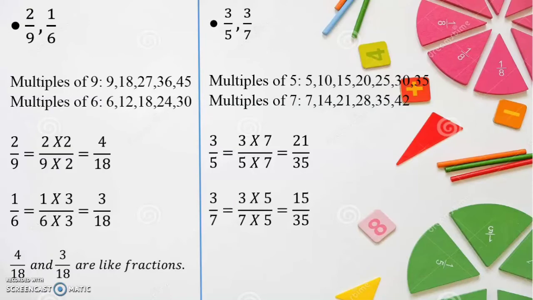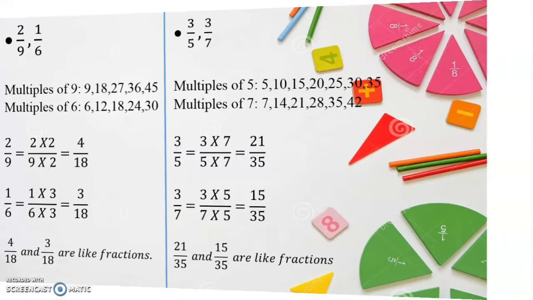Now the next fraction is 3 upon 7. So you multiply 7 with 5 to get the same denominator. And the same 5 we multiply to the numerator. So we get 15 upon 35. So 21 upon 35 and 15 upon 35 are like fractions. We'll see some more examples.